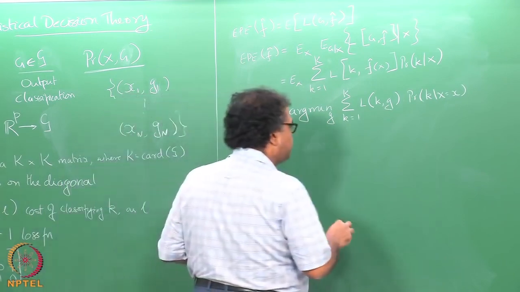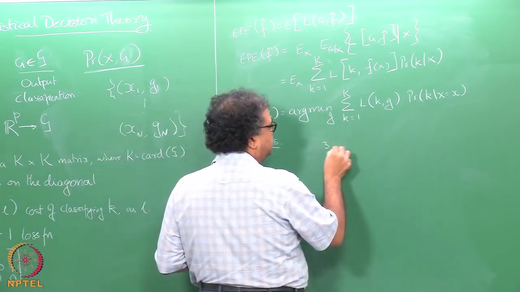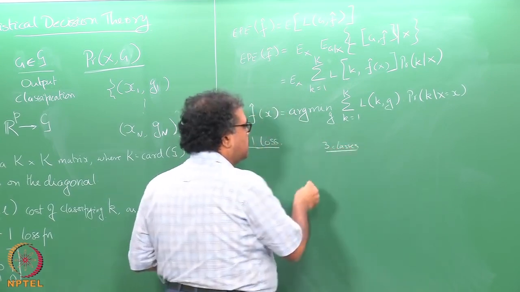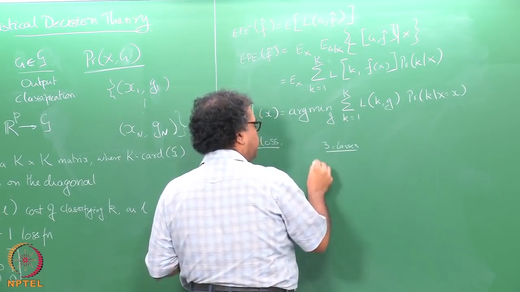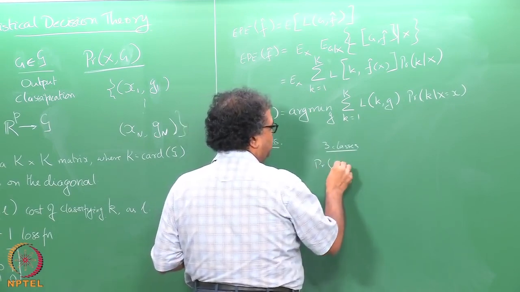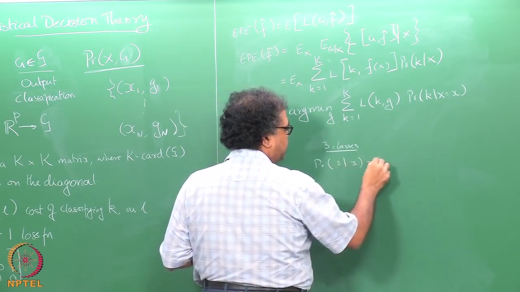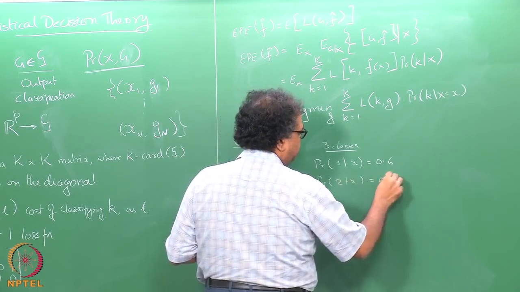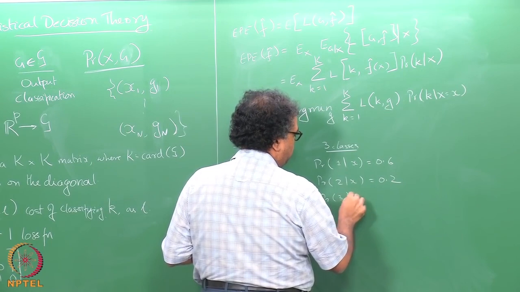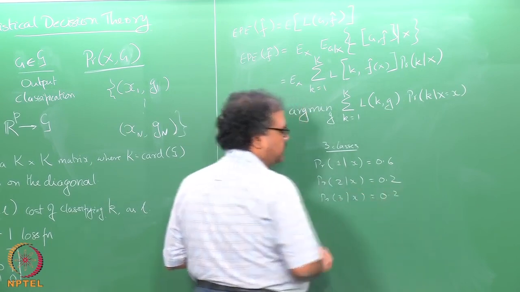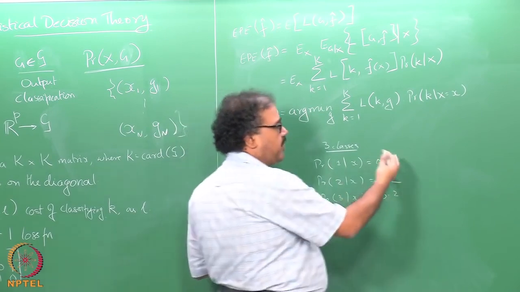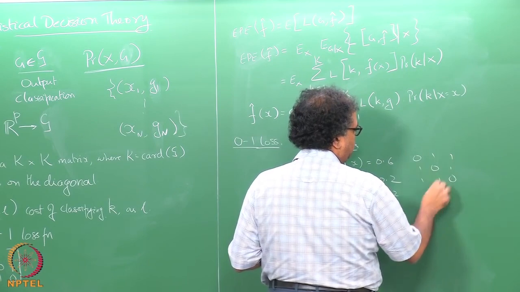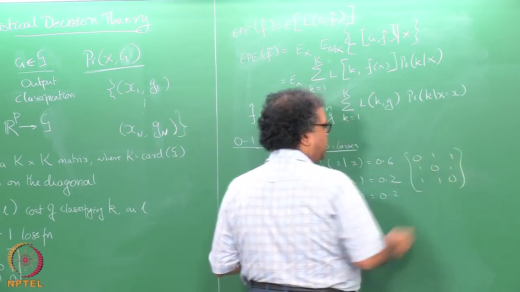If you are not able to see that, let us assume that there are 3 classes, and my true distribution is such that the probability of class 1 given data point x is 0.6, the probability of class 2 given x is 0.2, and the probability of class 3 is another 0.2. And of course, my loss function is going to be such that it will be 0 1 1, 1 0 1, 1 1 0. So, this is my loss function.